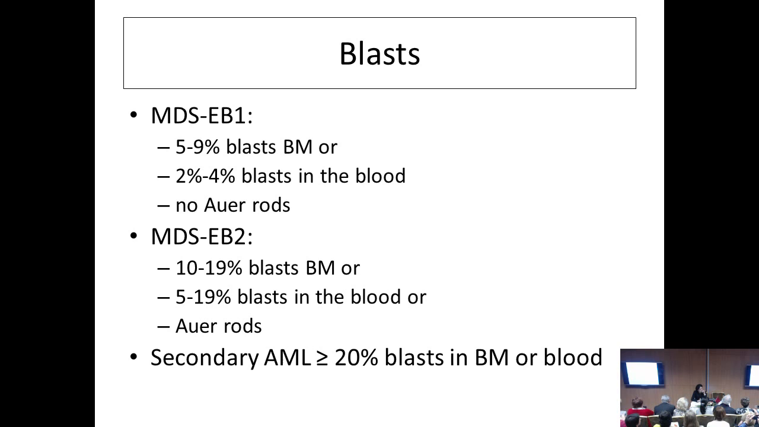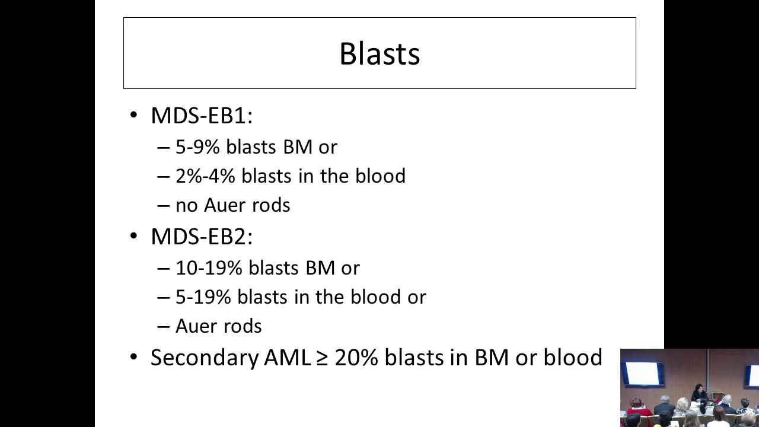Besides dysplasia, the second most important morphological criterion that we have to consider is the blast content. And the blast content is very important for classification of MDS and for delineation of prognosis. There is MDS with excess blasts 1 and MDS with excess blasts 2, and both categories have different prognosis. The prognosis is worse in MDS-EB2.